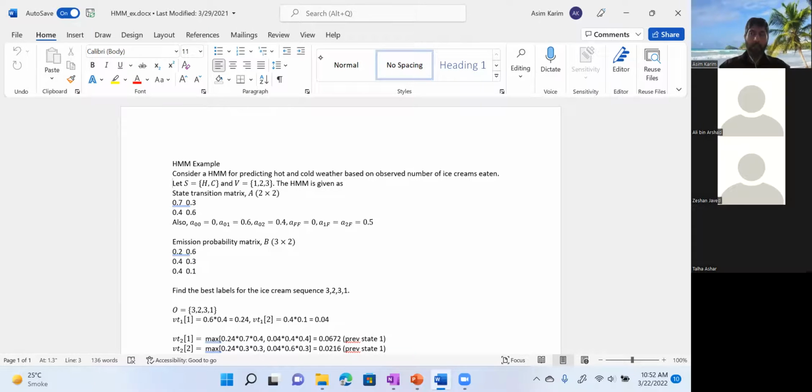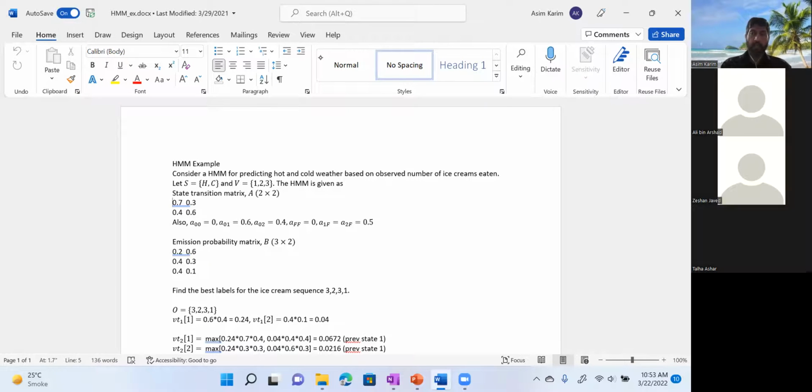So our possible states are H and C, hot and cold. These are the states. These are hidden. They are not known. What is observed is the number of ice creams that person eats. So there are three options there, either one or two or three. Those are the possible events, or you can say the vocabulary size is 3. Then you are given the HMM model for it, which means the matrix A and the matrix B.